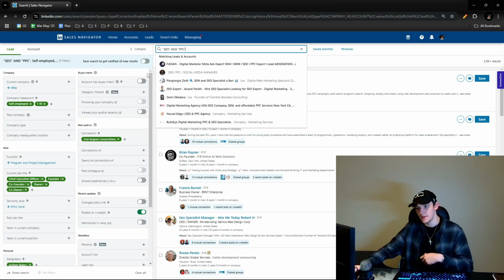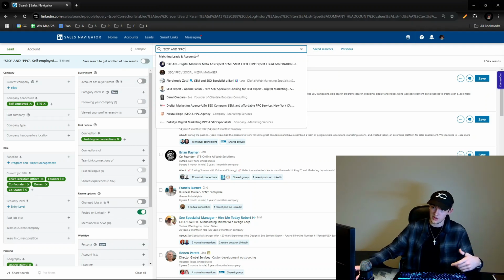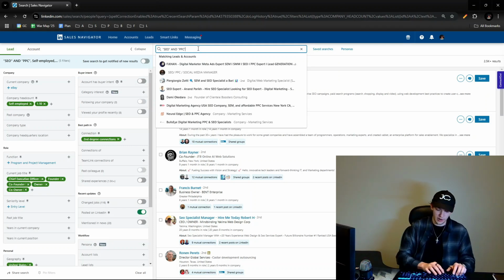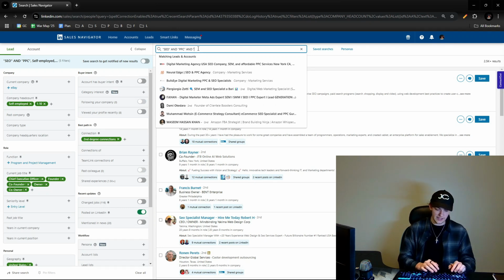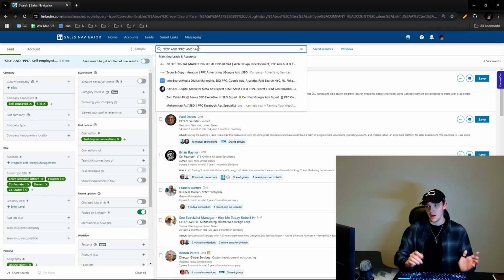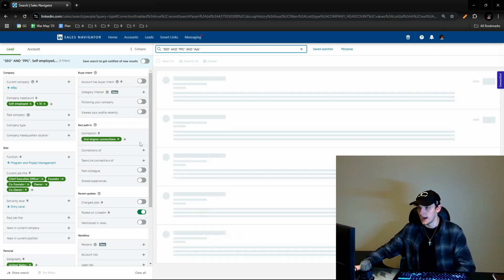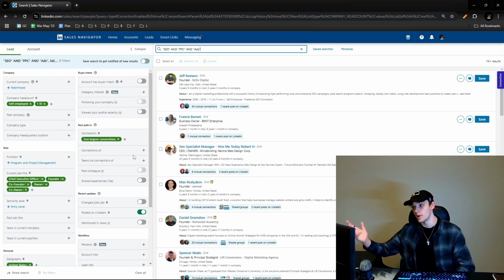And that's good, right? Now there's more things that you can do inside of the search filter. So for example, another way to narrow it down, I could do SEO and PPC and ads, right? Now this is probably not going to be very many people, right? But this would narrow it down even more. So I have 1,000 now, which is obviously even more narrow.